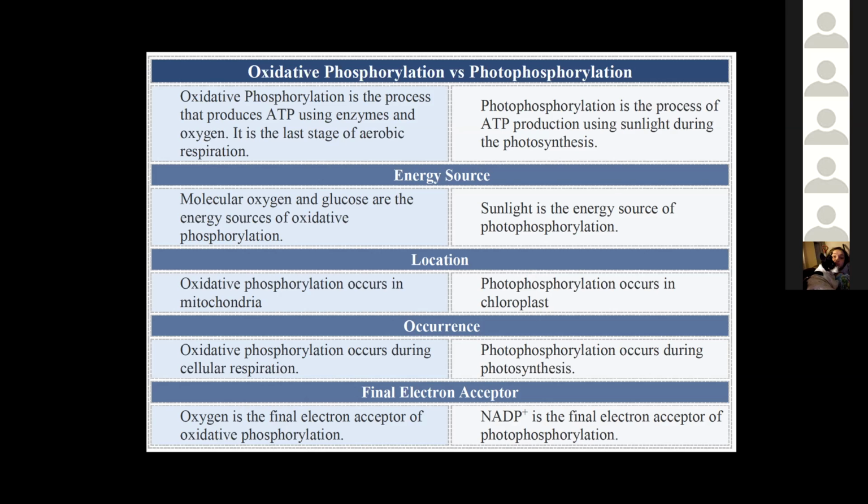Occurrence: oxidative phosphorylation occurs during cellular respiration, the breakdown of food to energy. Photophosphorylation occurs during photosynthesis, the buildup of food using energy from the sun. And the final electron acceptor in the case of oxidative phosphorylation is oxygen. Whereas, as I showed you in the diagram, in the case of photophosphorylation, it's NADP, which becomes then NADPH.